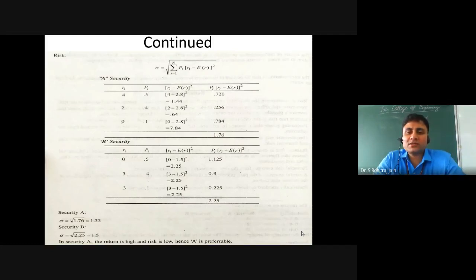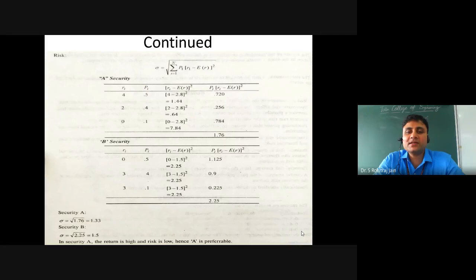Then for the fourth column, I multiply the probability by the third column: 0.5 multiplied by 1.44, I get 0.72. Similarly, 0.4 multiplied by 0.64, I get 0.256. Similarly, the probability 0.1 multiplied by 7.84, I get 0.784. See, the summation of the fourth column. Can anybody tell me, what is the summation of the fourth column? 1.76, is it?